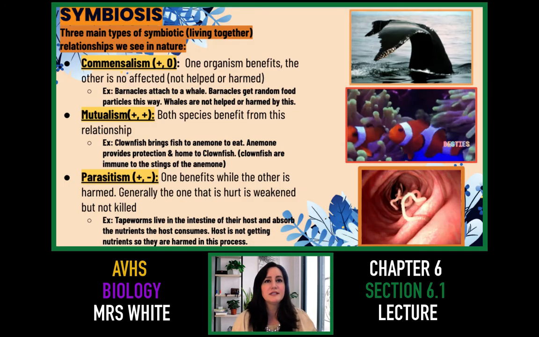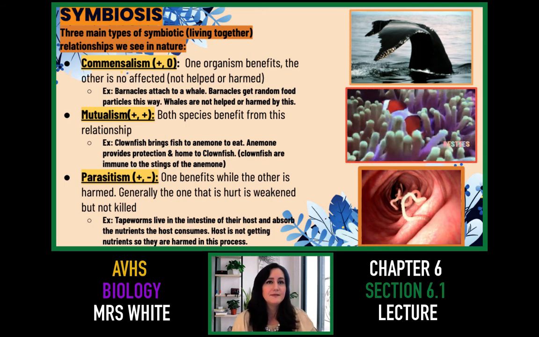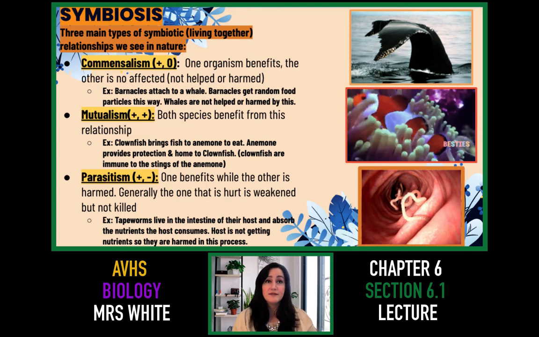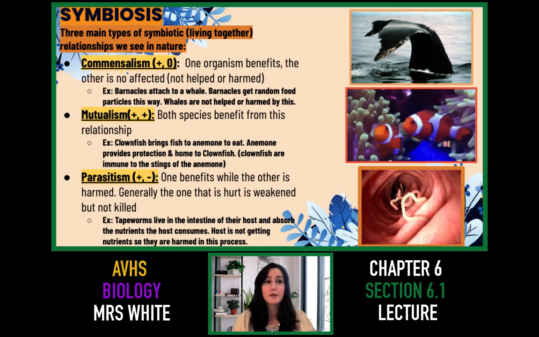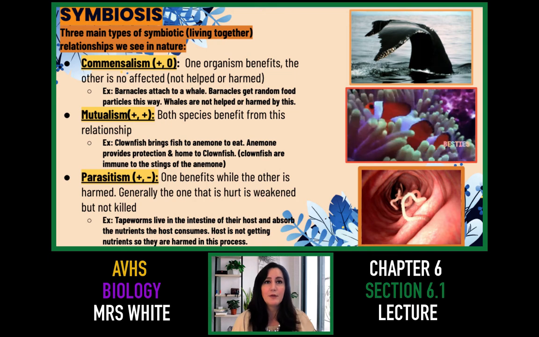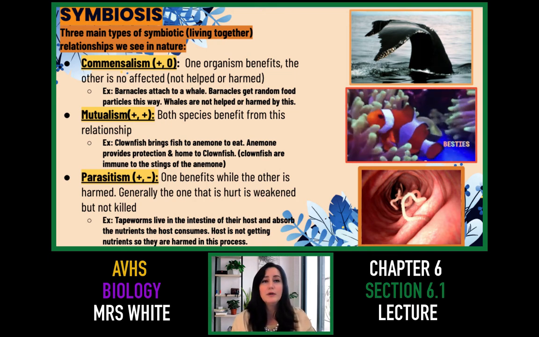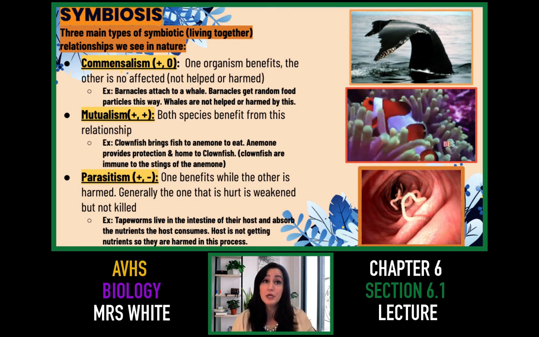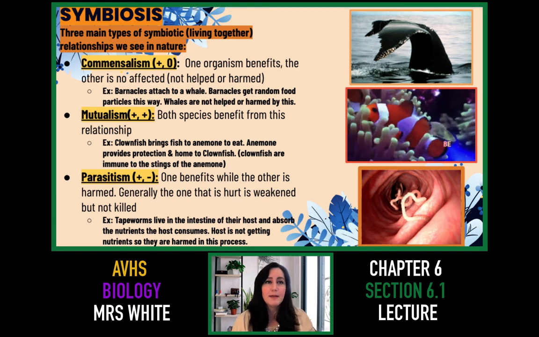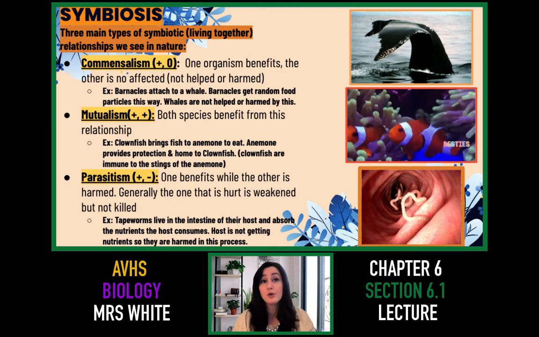Finishing off section 6.1, just talking about symbiosis. There are three main types of symbiotic relationships that we see in nature. Symbiosis just means living together. So when you're living together or close by with other organisms, there are three categories below that we can categorize you as. In commensalism, and I have a plus and a zero, meaning that there is a positive and a neutral situation going on, one organism benefits while the other is not affected at all. So it's not helped or harmed.